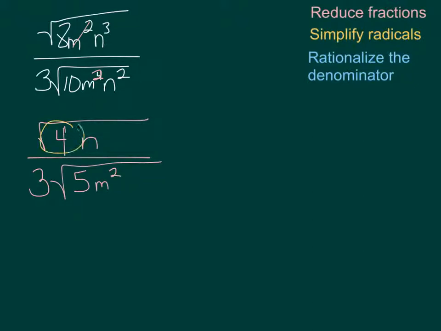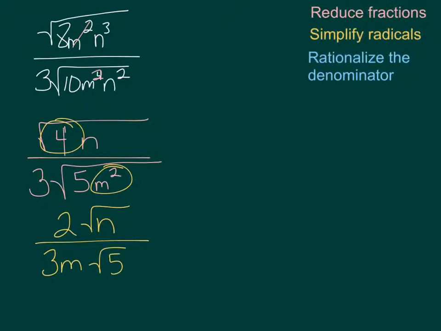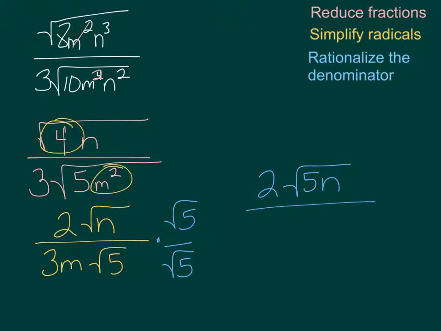Now simplify radicals. I know the square root of 4 is 2, so we can bring a 2 out. And we know the square root of m squared is m, so we can bring an m out. So that leaves me with 2 radical n over 3m radical 5. Now we'll multiply each by radical 5 to rationalize the denominator. So on top, that gives me 2 radical 5n. Then on the bottom, the radical 5's cancel, which gives me 5 times 3m, which is 15m.